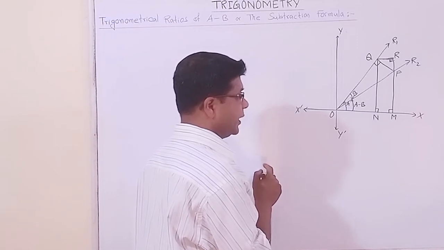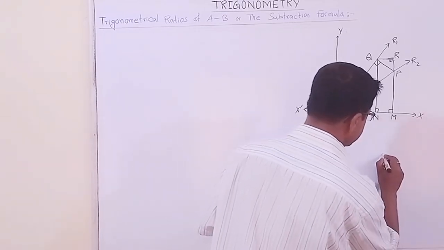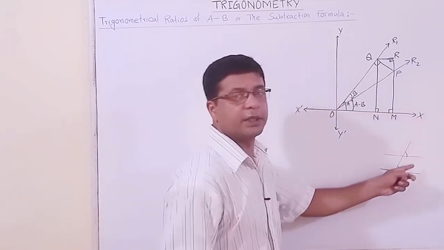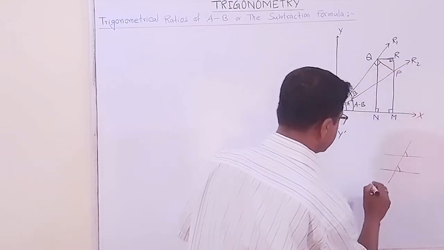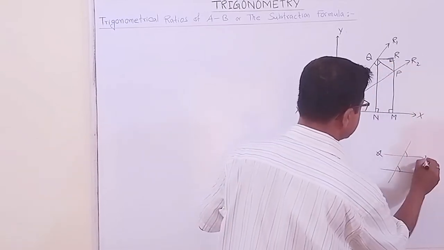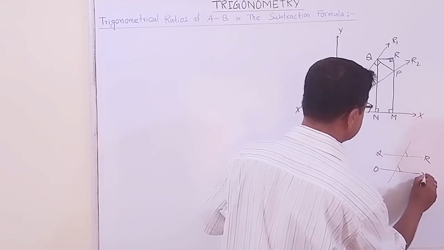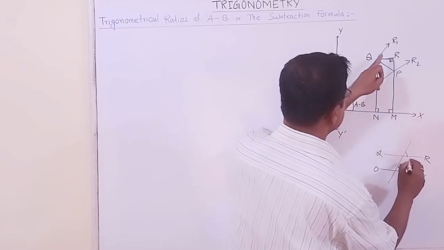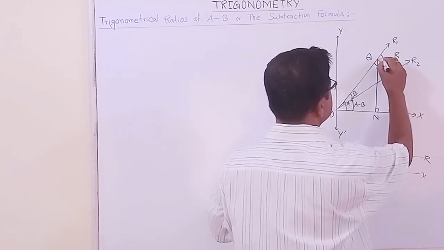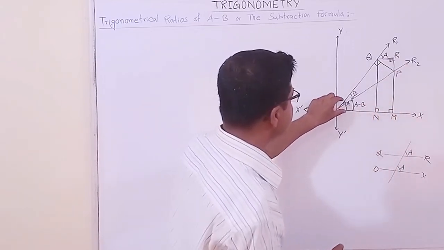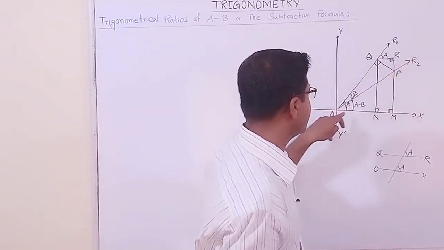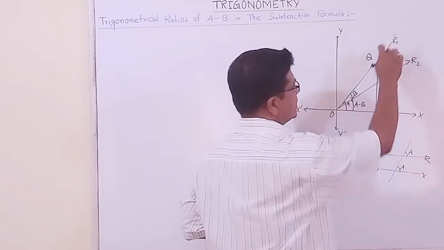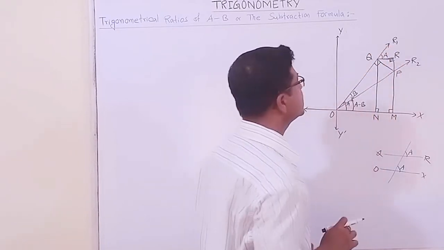Now we want to find A minus B. If these two lines are parallel, then these angles are equal, because they are corresponding angles. Suppose this is QR and this is OX. These two lines are parallel. So this angle is A, so this angle is also A. OX and QR are parallel, so OR1 is a transversal. So this angle and this angle are equal because they are corresponding angles.